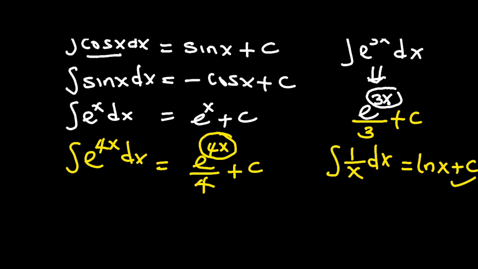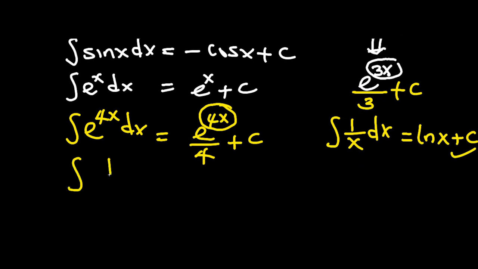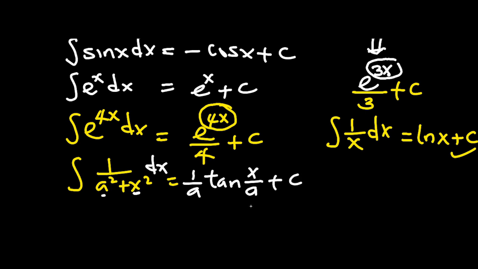So plus c. Integral of 1 over a squared plus x squared, and don't forget here your dx. That will be inverse tan. You take 1 over the constant a, of x over a, plus c. The a is a constant. I'm going to buttress more on this integral of 1 over a squared plus x squared.